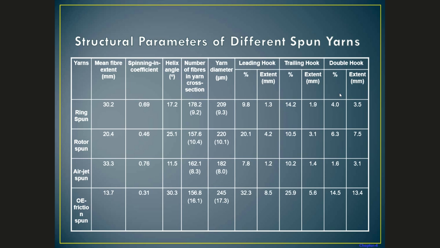Now yarn diameter will depend on the concentration mechanism, how fibers are cross-sectionally placed in the yarn, and that is the reflection of yarn diameter. The lower the yarn diameter means more packed yarn, and the higher the yarn diameter, the more open structure. So in this case, from a diameter point of view, you are getting, in micrometers, 200, 220, 182, 245.